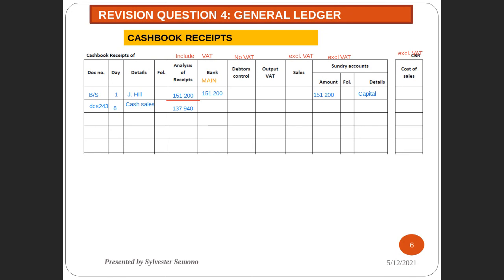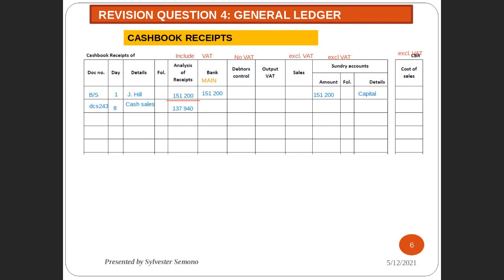Where else must I go? McKay said cash sales, there is no VAT. What do you think? Yes, Asavela said sales. Yes, I must go to the sales. And where else again? There are columns here. You said sales, I agree with you. You said cost of sales, I agree with you. Yes, Asavela, you said output.